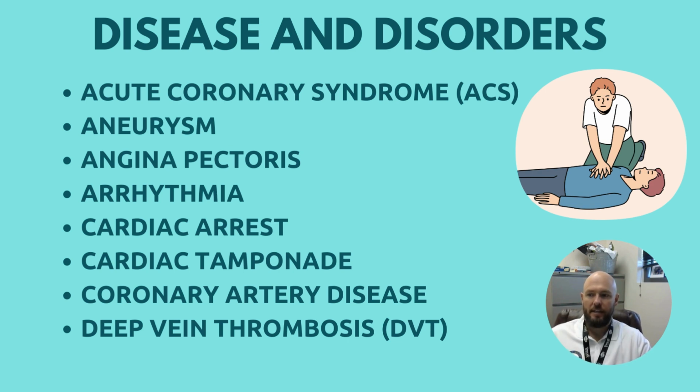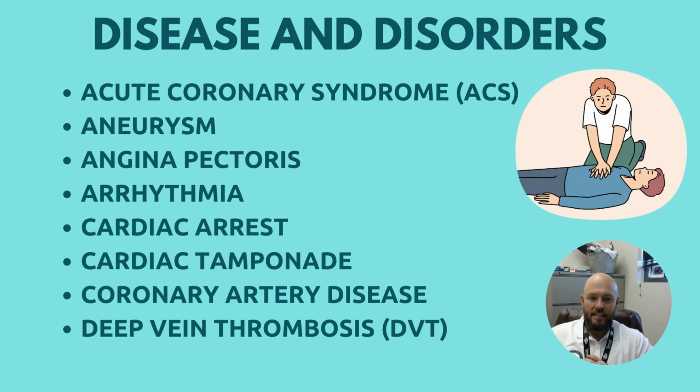Arrhythmia. An arrhythmia is any disturbance or abnormality in the heart's normal rhythmic pattern. Cardiac arrest is a sudden cessation of cardiac output, which will prevent circulation to the body. Requires CPR. Cardiac tamponade. Cardiac tamponade is acute compression of the heart caused by fluid accumulating around the pericardial cavity. So the fluid presses on the heart.